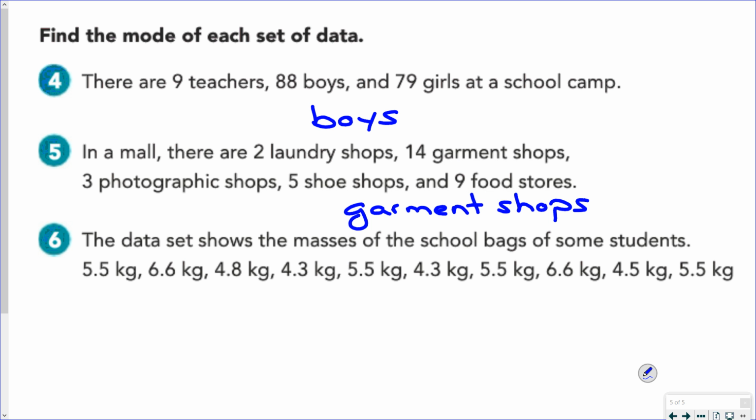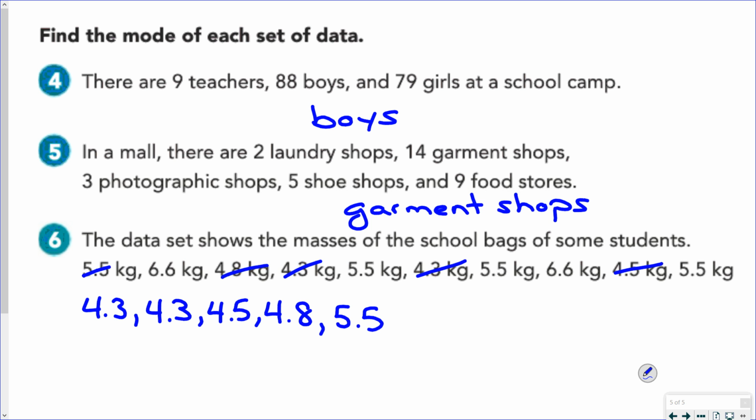And number 6, here we have the data set shows the masses of the school bags of some students. So again, I would suggest putting these in order from least to greatest or greatest to least. Okay, so there's a 4.3, and we have another 4.3. So since there's two of them, that would be our mode at this point. We have a 4.5 down here. After the 4.5, we have a 4.8. Always make sure you're scanning the entire list looking for that next value so that you don't miss one. Okay, then it looks like we have 5.5s.